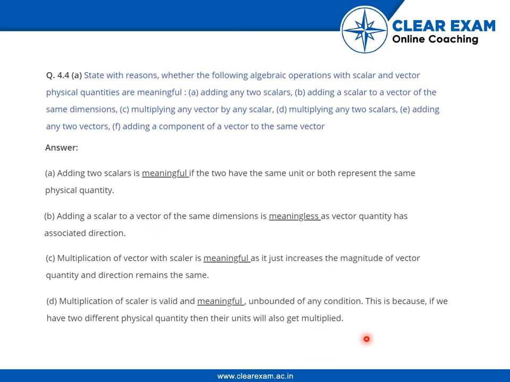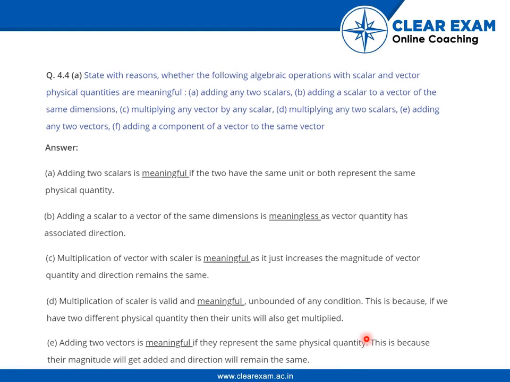Adding any two vectors. It is also meaningful if they represent the same physical quantity. This is because their magnitude will get added and the direction will remain the same.